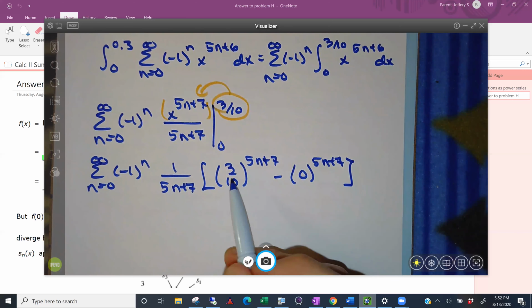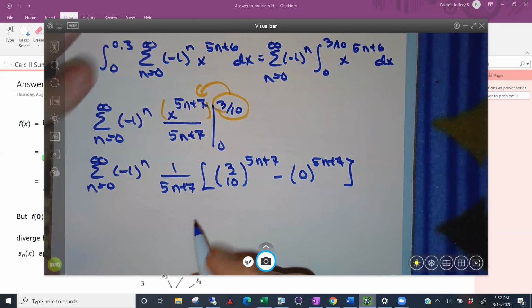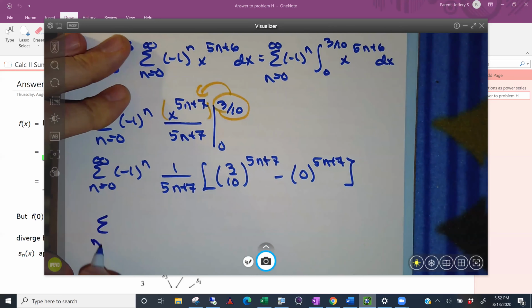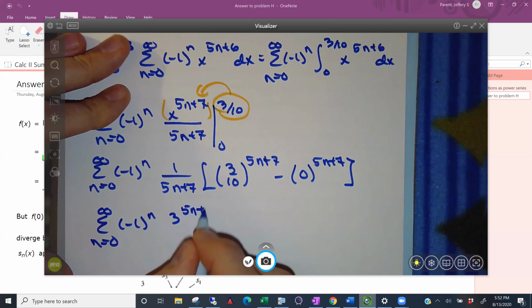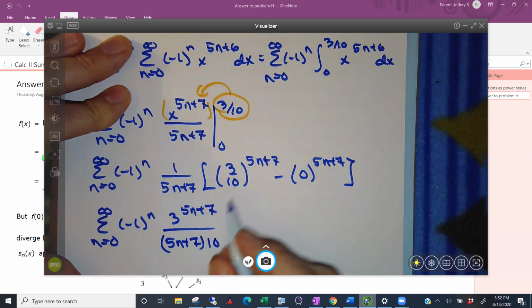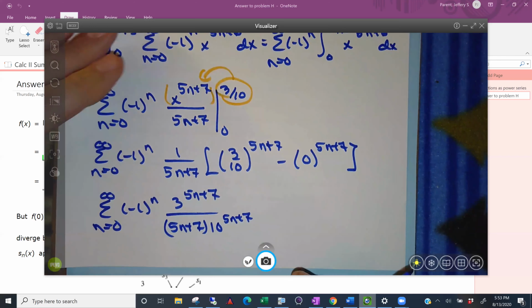Now we can clean up this expression. I'll just write that as 3 to the 5n plus 7 in the numerator and 10 to the 5n plus 7 in the denominator. And I get an expression like this: -1 to the n, 3 to the 5n plus 7 over 5n plus 7 times 10 to the 5n plus 7. So that's the exact value of this integral.